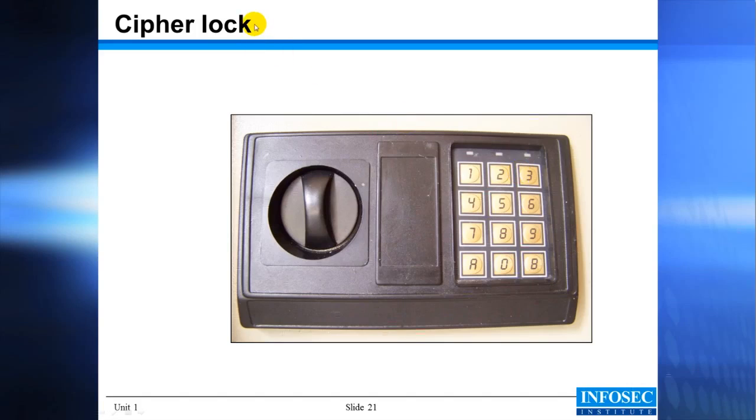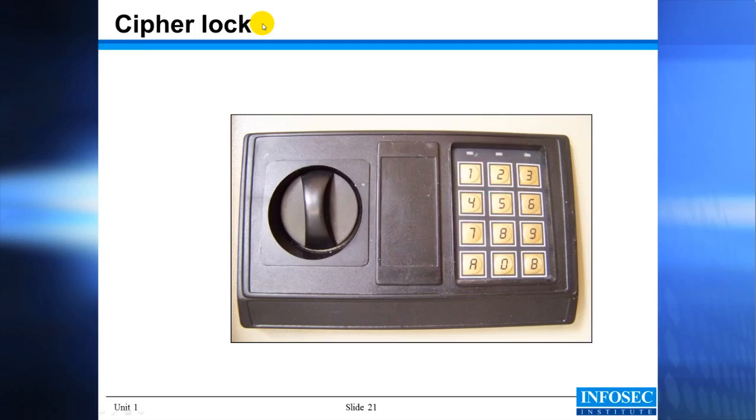A cipher lock expects the user to enter a particular code, for example 1, 2, 3, 4, and once the proper code is entered, the user can open the door. These systems also take advantage of what is known as a hostage alarm. A hostage alarm is a code that, when entered into the system, will open the door, but it will also alert the guards that somebody is being forced to open the door.